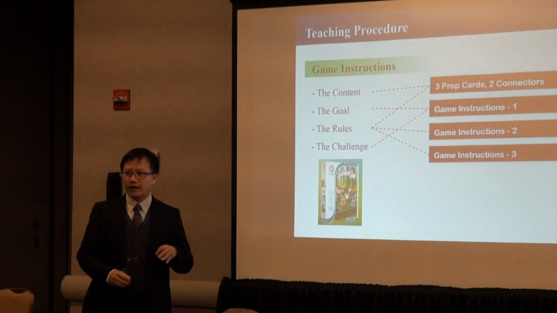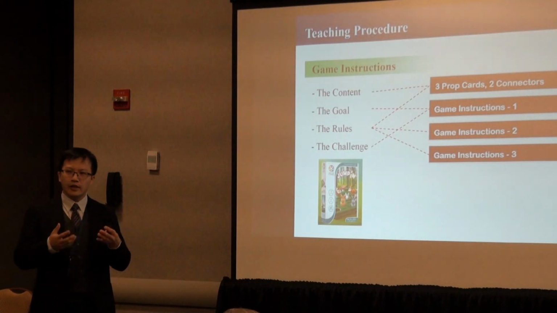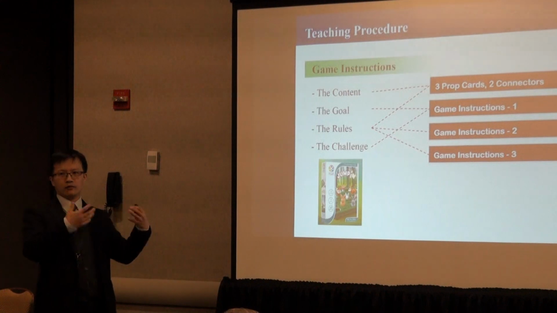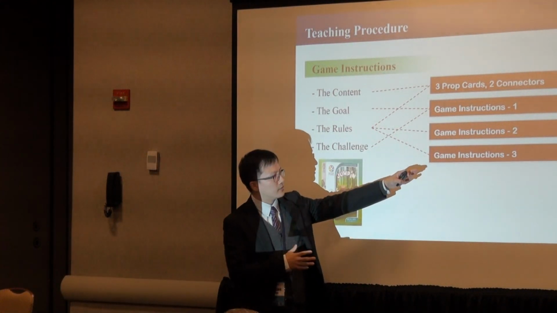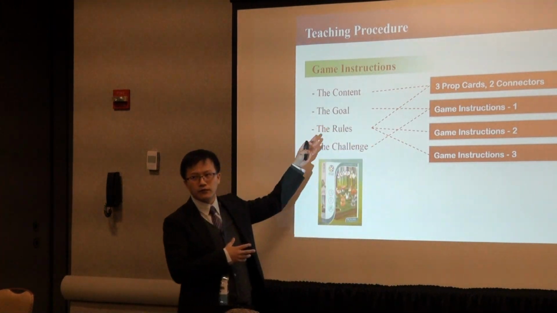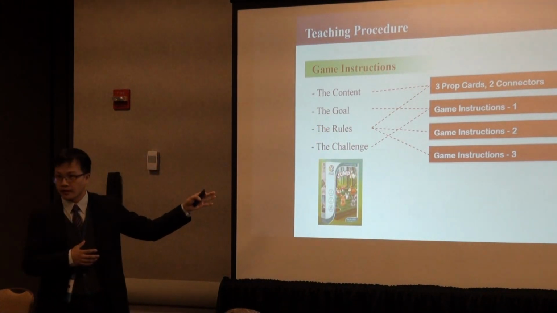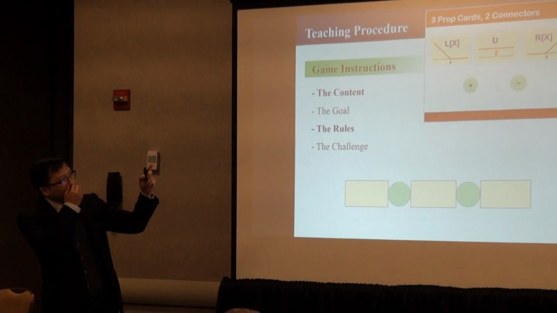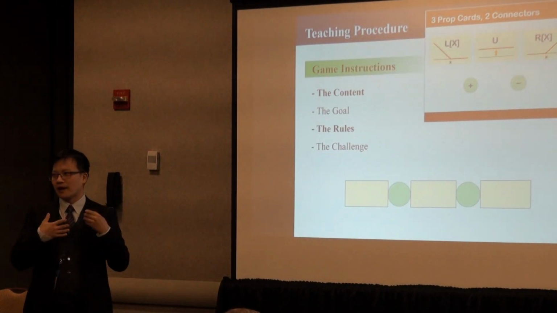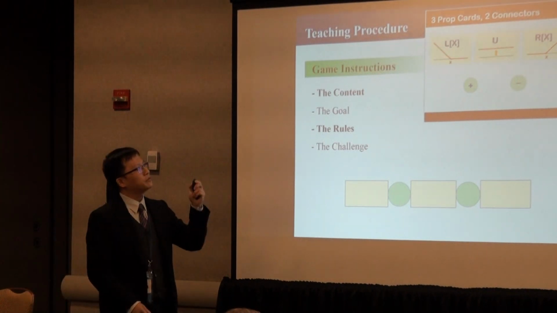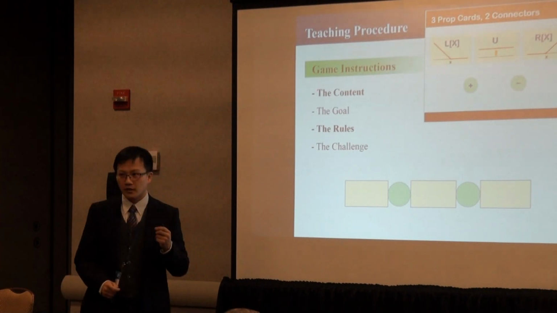And at the beginning of the game, I introduce some guidance. I teach them how to play my game, the Replica game. And I try to link the game instruction to the four components I mentioned in the puzzle game. So the first page shows the content of my Replica game. There are 3 prop cards and 2 connectors.